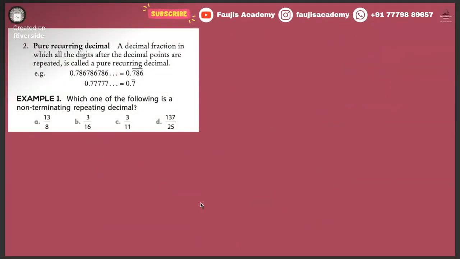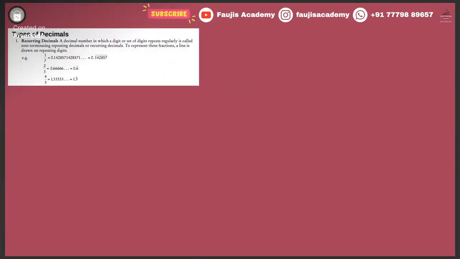Pure recurring decimal: a decimal fraction in which all the digits after the decimal point are repeated, like 0.56 bar, which means 0.5656 and it just goes on. Pure recurring decimal means all the numbers after the point are repeating. And going back to the previous one, this is the recurring one.